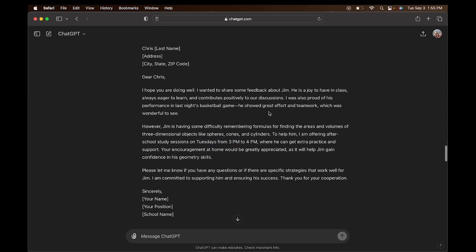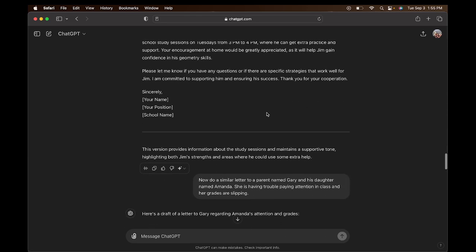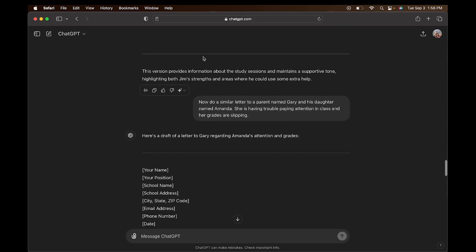But you're probably thinking, well, that was a lot of effort, and I feel like I could have probably just written this letter by myself by the time I had done all this, which is probably true. But here's where the powerful part comes in. Now, with this next prompt, I am writing to a parent named Gary and his daughter named Amanda. What I said was, now do a similar, and similar is the key word here, letter to a parent named Gary and his daughter named Amanda.